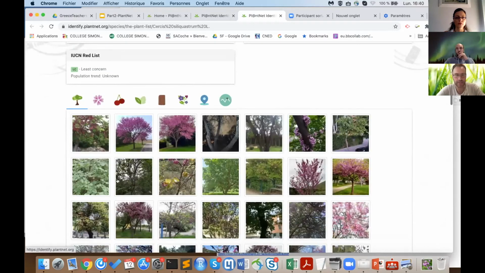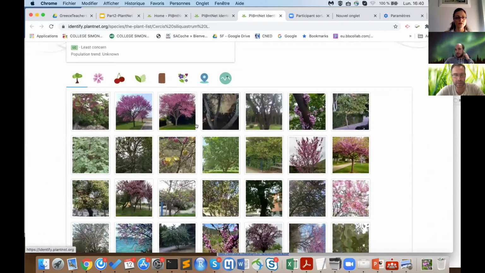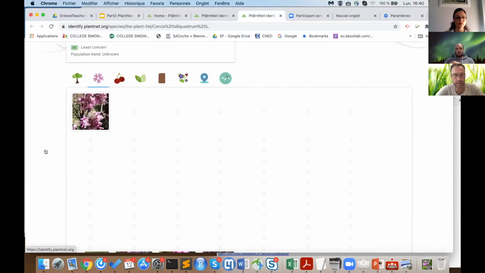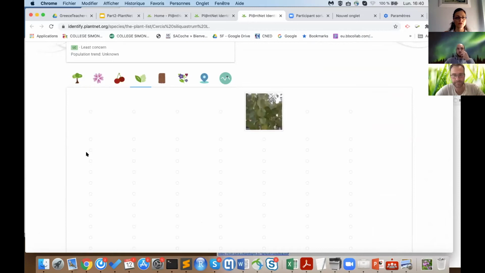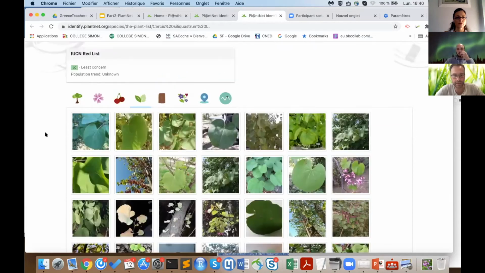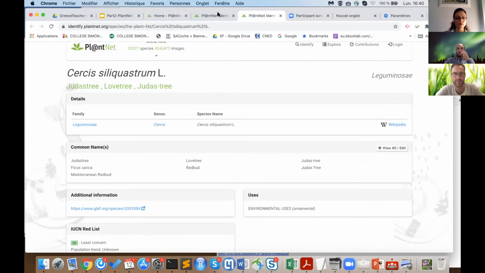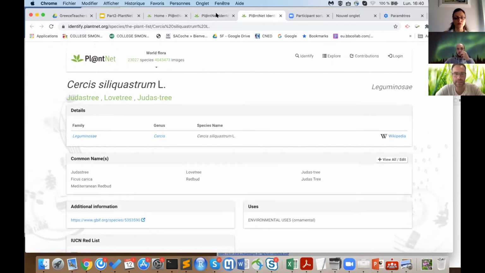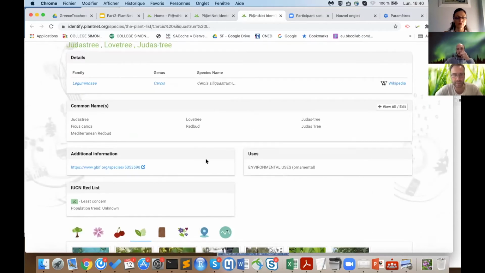On this sheet, there is a lot of information about the species, including some pictures of the species. I can go specifically to the flower, or I can go to the leaf gallery. I can have a closer look at the species and try to refine my identification. What we can see also on this page is the common names of the species.